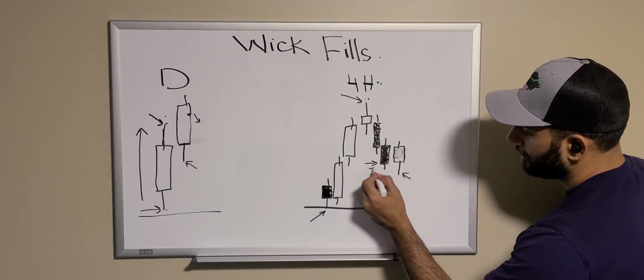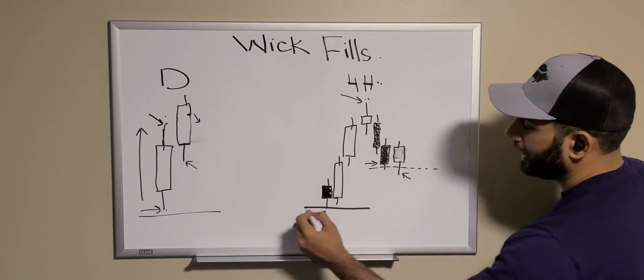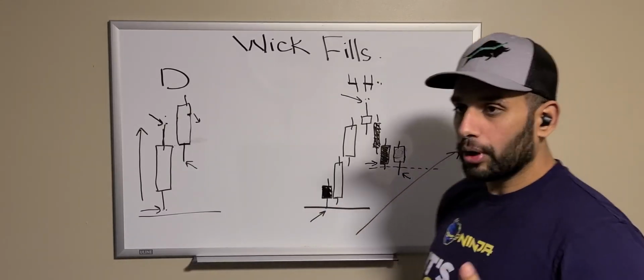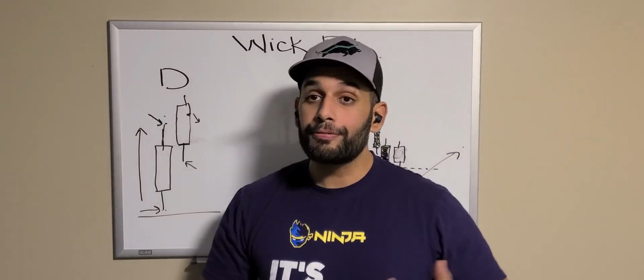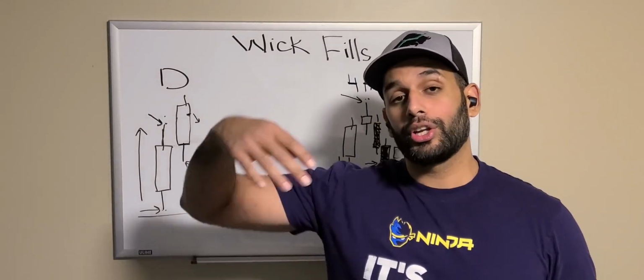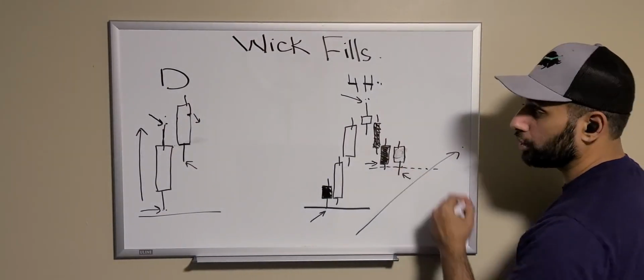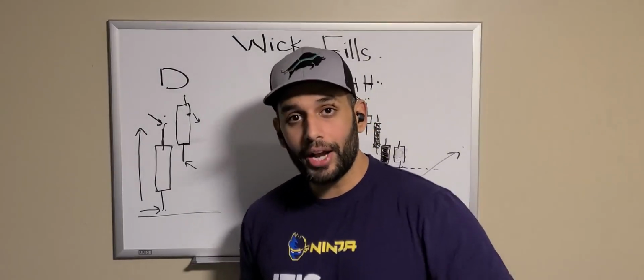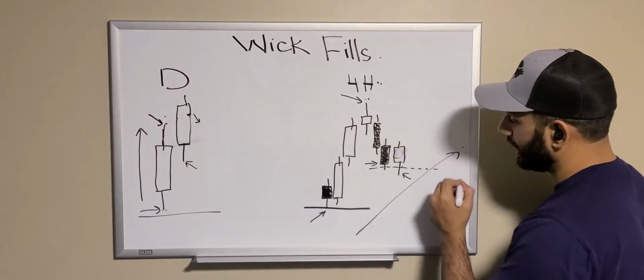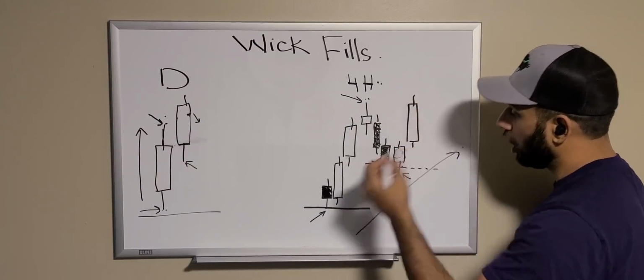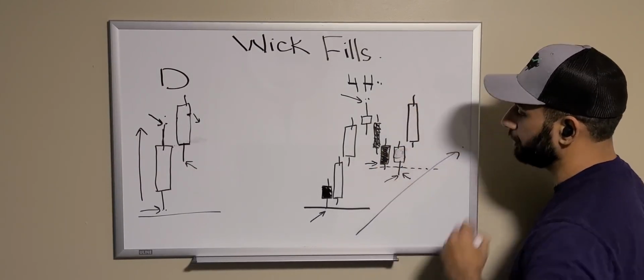Now, since we're forming support in an uptrend, right? Whenever we form supports in uptrends, there's a very high probability that the candle is going to continue moving up to retest the high, which is going to be right over here. Since we formed a support on the 4-hour time frame, there's a very high chance that the next candle is going to continue moving up, as long as it respects the low of the previous candle.